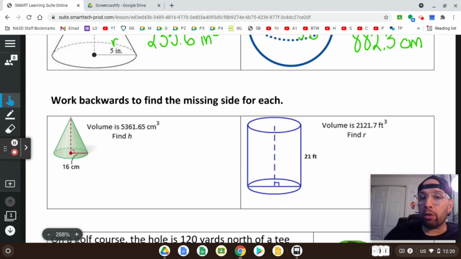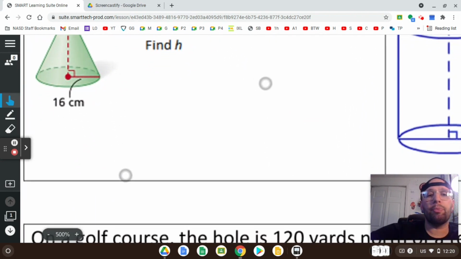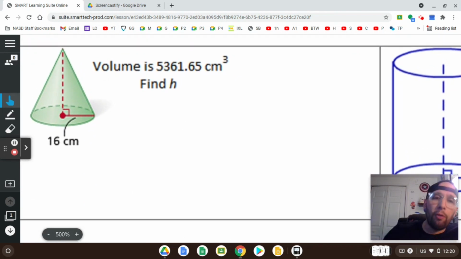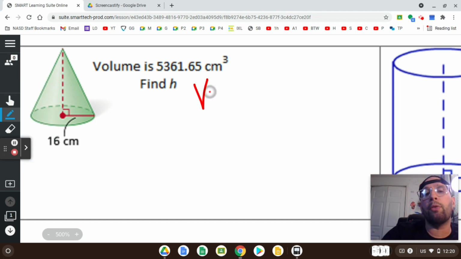Work backwards to find the missing side for each. Ooh, these are much worse. All right. Volume. All right, so we have a cone, and it's telling me that volume is 5,361.65 centimeters cubed. So I'm going to write out the formula for a cone, which is 1/3 pi r squared h.